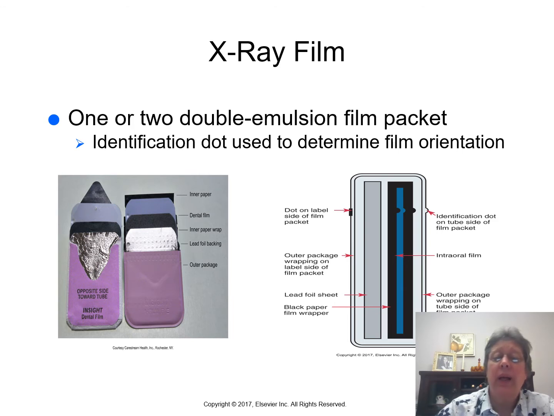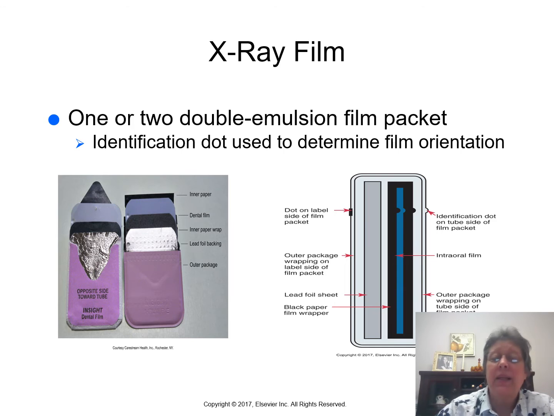And then we would have the black paper wrapper completely around the film. And then we're going to have a lead foil. What happens is the X-ray photons come from this direction. They hit the film. They keep passing through. And we don't want X-rays to come in one side of the patient's face, travel all the way through, and come out on the other side.